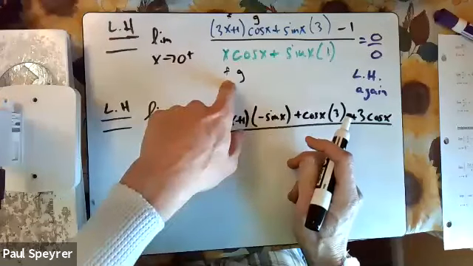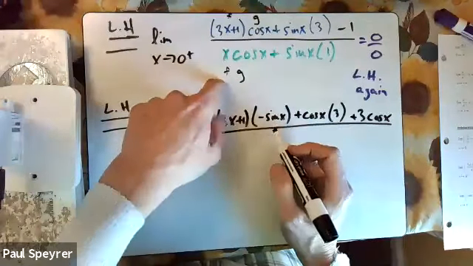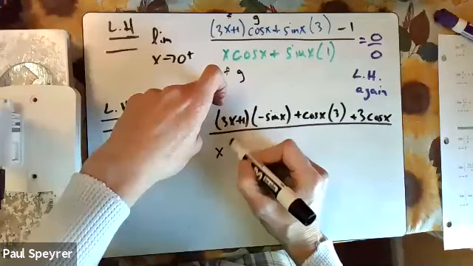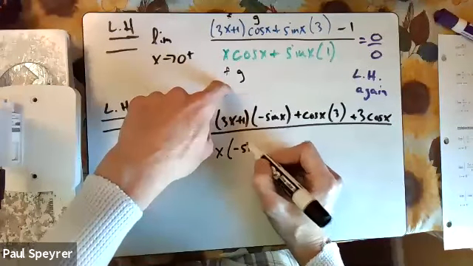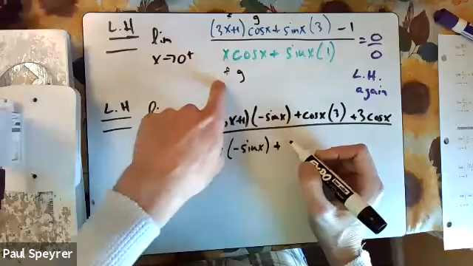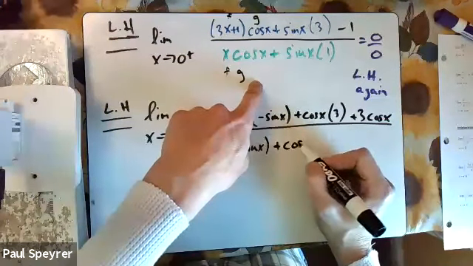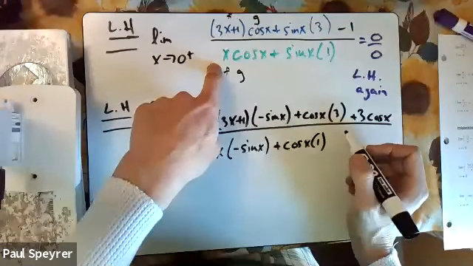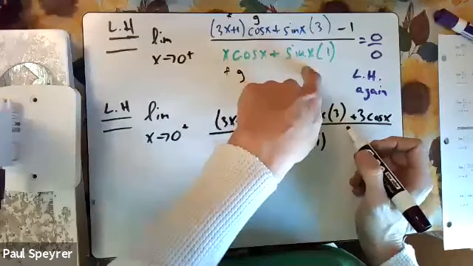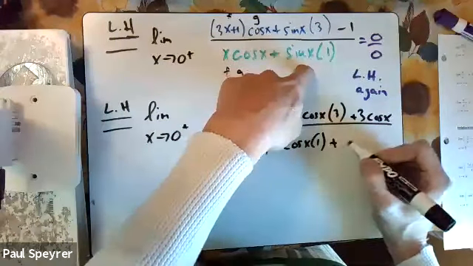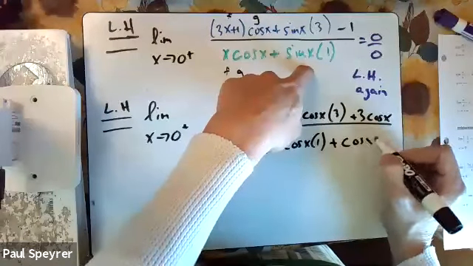Product rule for f times g prime, or I'm sorry, x times cosine of x. That's going to be f times g prime, or x times negative sine of x, plus g f prime, that's cosine of x, times 1, that's the derivative of x, plus the derivative of sine of x, right? Because we're just going along. So that's going to be positive cosine of x.